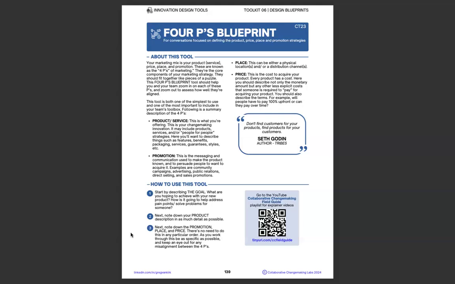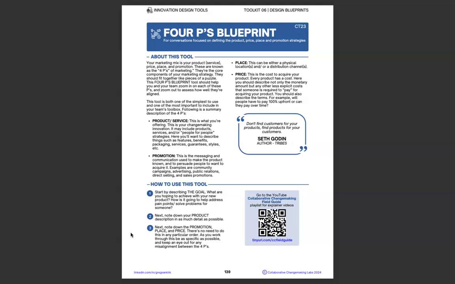This four Ps blueprint tool should help you and your team zoom in on each of these Ps and zoom out to assess how well they're aligned. This tool is both one of the simplest to use and one of the most important to include in your team's toolbox. Following is a summary description of the four Ps.